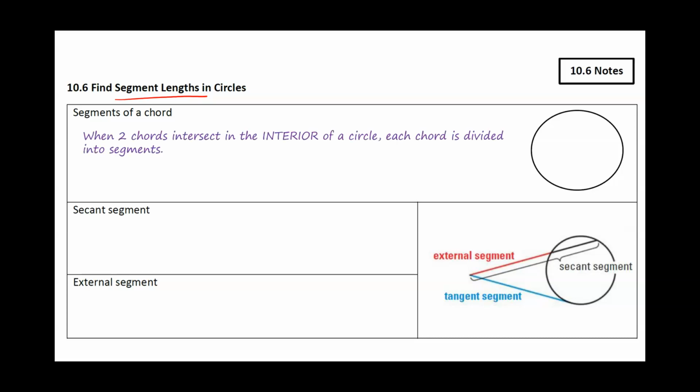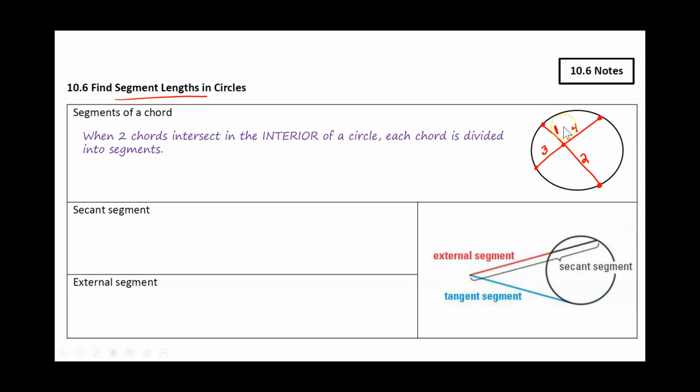The first one is segments of a chord. So what exactly is segments of a chord? The definition is when two chords intersect in the interior of a circle. So I'm going to draw a chord here, and I'm going to draw a chord here. It can be anywhere in the circle. It states each chord is divided up into segments. So if you'll notice here, here's piece 1, here's piece 2, here's piece 3, here's piece 4. So if chords intersect, you're going to have different segments.